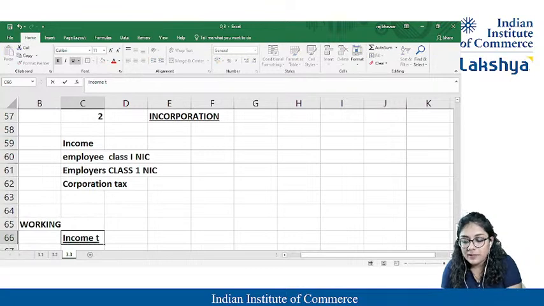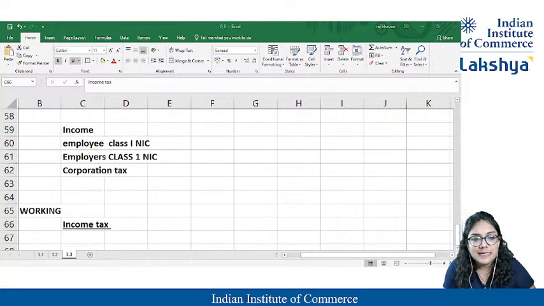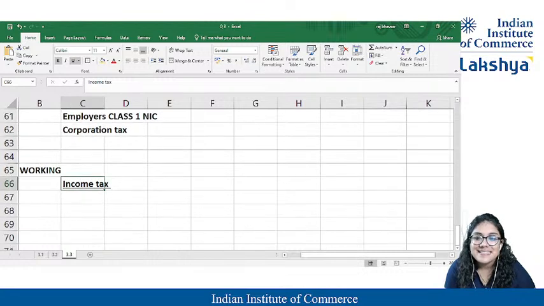Okay, guys. So, what will I calculate for income tax? Is there any change in the income tax? So, yeah, ma'am, we know, maybe director's remuneration is there. Yeah, ma'am. And actually, dividend also. Yes. So, we can make a working note here.